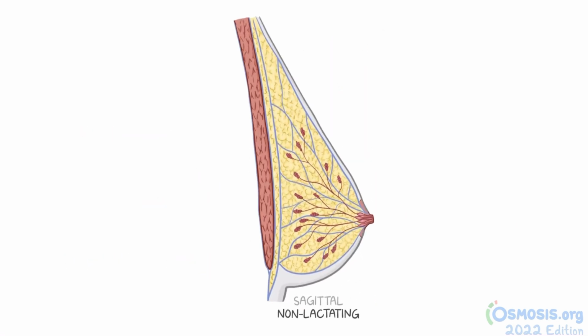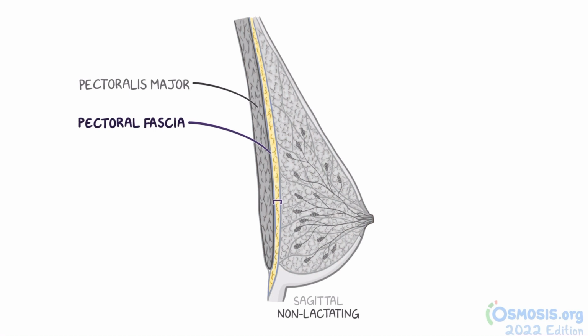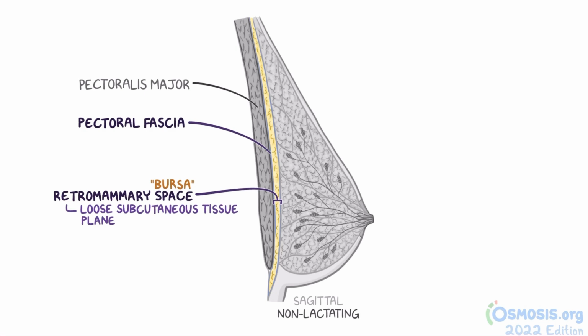Now let's take a look at the sagittal section of the female breast. As you can see, there's a fine space between the breast and the pectoral fascia. This is called the retromammary space, or bursa, which is a loose subcutaneous tissue plane. This plane contains a small amount of fat, which allows the breast to move a bit on the pectoral fascia.